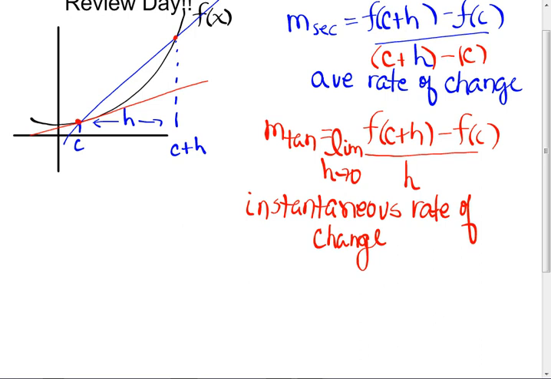So the average rate of change is just the slope between 2 points, algebra 1 material. The slope of the tangent line is the instantaneous rate of change. That's the calculus, taking the limit of what you did over here. That's all.